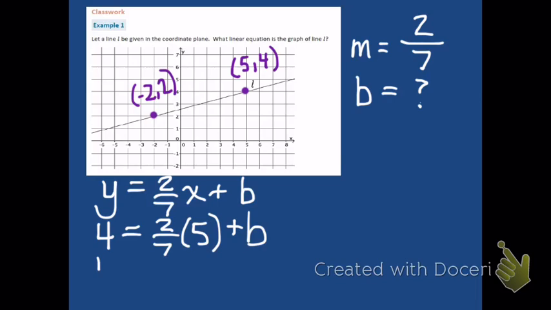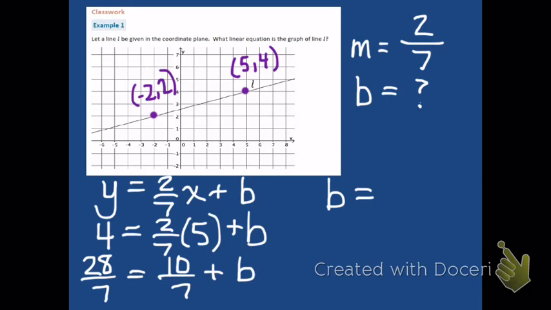So I've got that 4, which I'm going to rewrite as sevenths. So 4 is 28/7 is equal to 10/7 plus b. Okay, so we can subtract 10/7 from both sides of that equation, or we can just look at it and realize that b has to equal 18/7. So b is equal to 18/7.